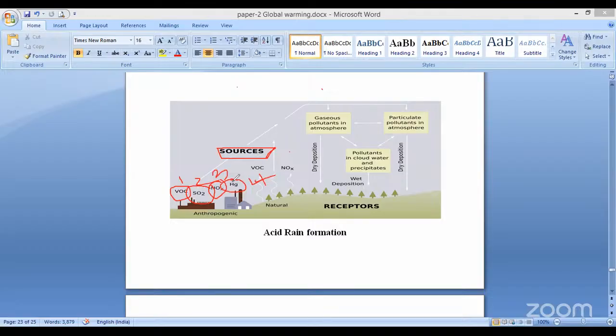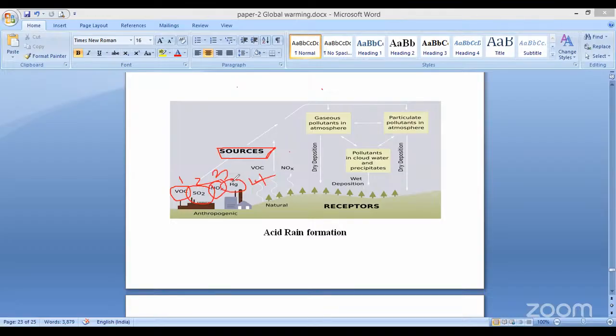Due to anthropogenic activities, meaning the activities played by humans to improve their technologies and the quality of life, they emit VOCs, that is volatile organic compounds, sulfur compounds, nitrogen compounds, and heavy metals into our environment. Then these directly enter the atmosphere as gaseous pollutants.